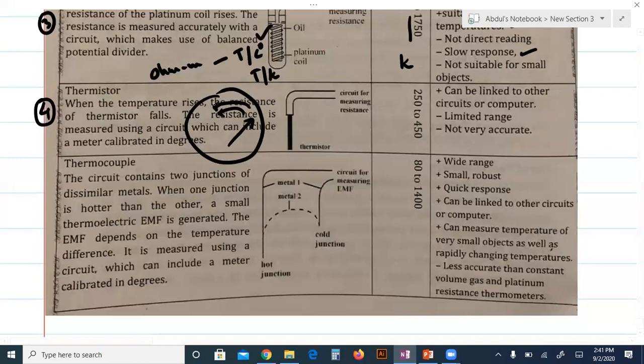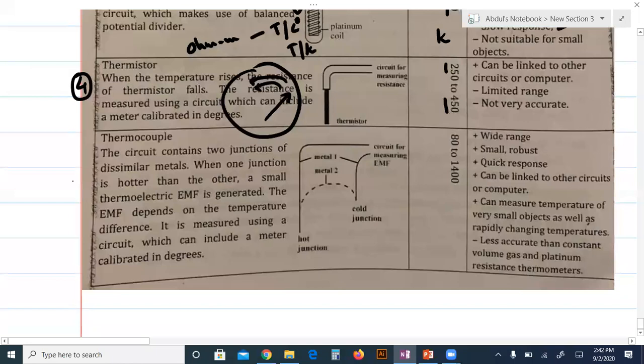So if in a normal meter the 0 degree is at the left, in this meter the 0 degree will be at the right. It has a very small range, just 250 to 450 Kelvin, and it can be linked with other circuits, the computer. Limited range, and it is not accurate, just an estimated value of the temperature.